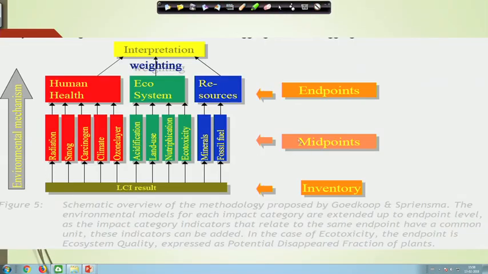So, again you have the LCA result, you get the midpoints, you get the endpoints. From there you do some weighting, you get the interpretation, and from interpretation you get to a single score. This shows you an overview of the methodology proposed by these LCA researchers, Goedkoop and Spriensma. The environmental model for each impact category is extended up to endpoint level, as the impact categories that relate to the same endpoint or have a common endpoint, these indicators can be added. In the case of ecotoxicity, the endpoint is ecosystem quality, expressed as potentially disappeared fraction of plant species. So, that is the way things are interpreted as well.